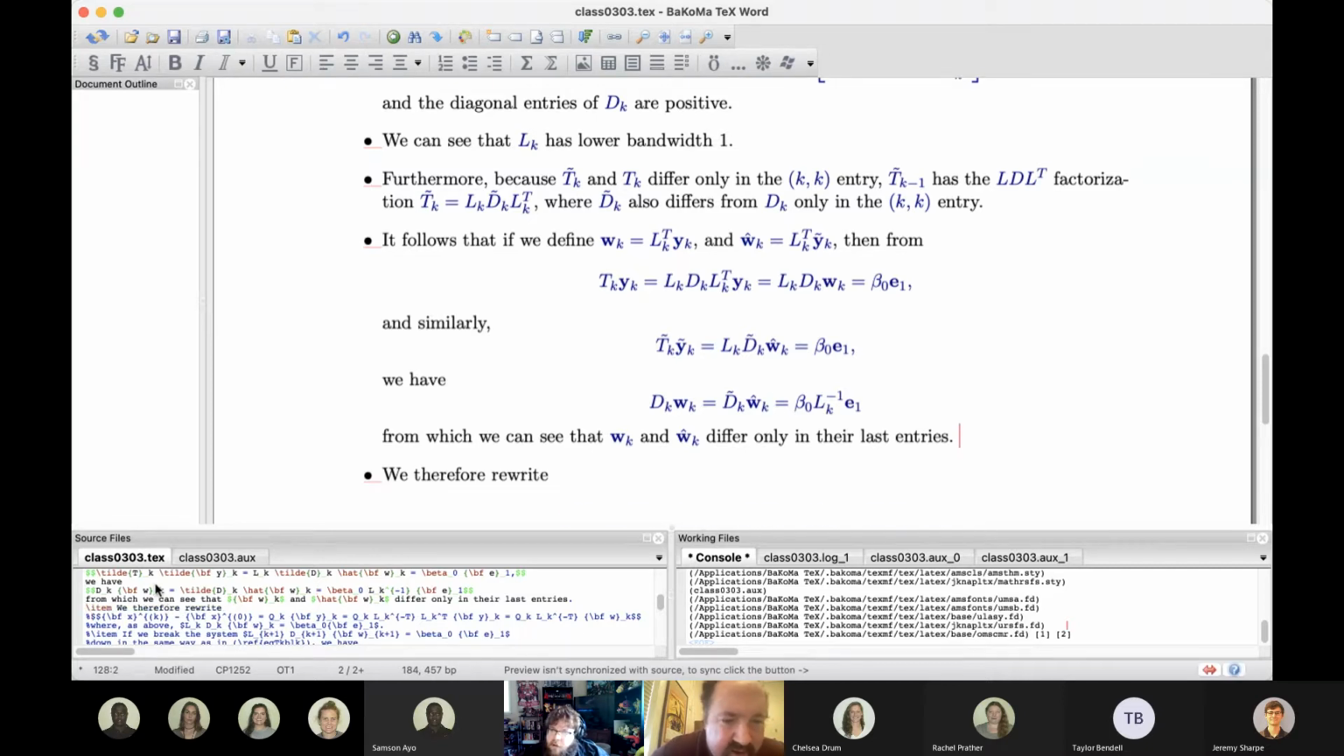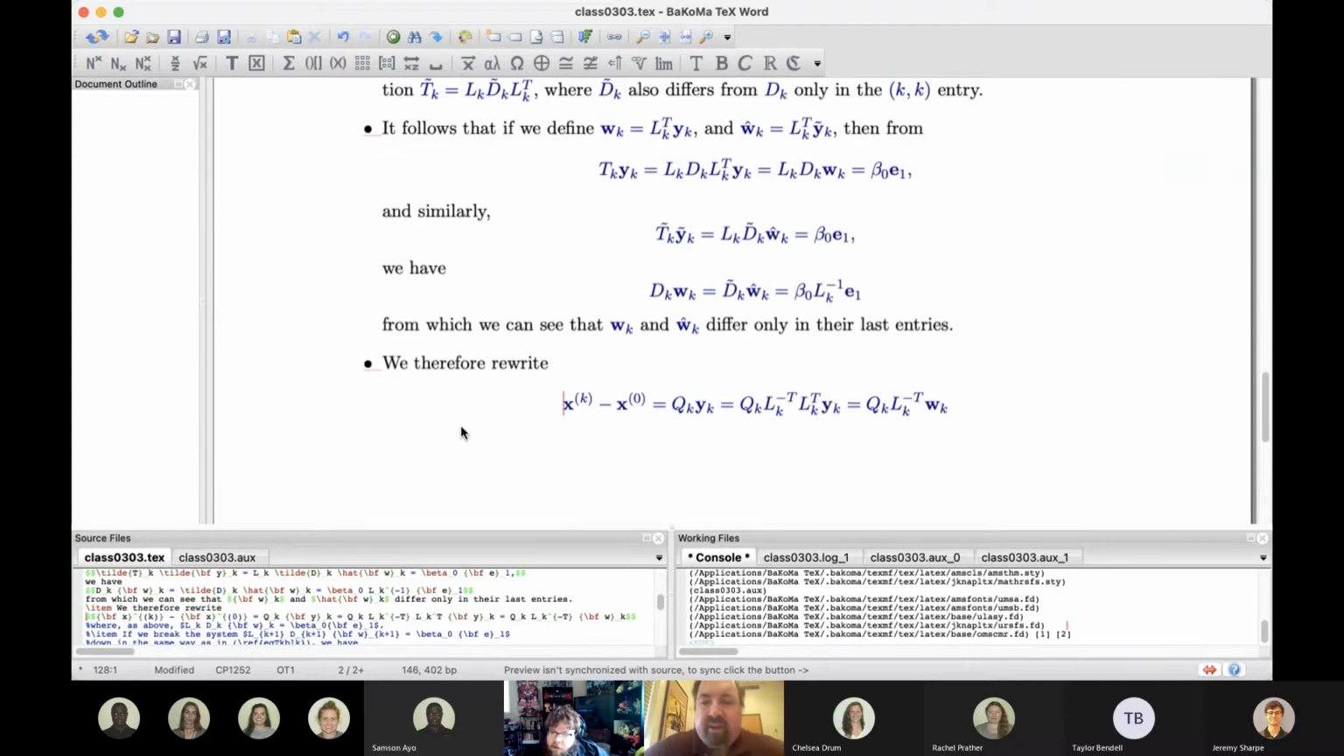So, how am I going to make use of that? Here's how I get my iterates now with Lanczos. Xk is equal to the initial guess plus this. Now, here I'm doing a multiply divide trick, but with a matrix. So I have LK inverse transpose, LK transpose. So this is identity. But the reason I'm doing that is this part right here is WK. So I can write it that way.